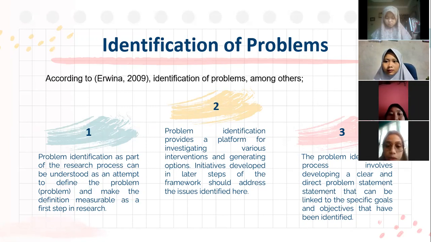The next is that the problem identification process involves developing a clear and direct problem statement. The statement can be linked to the specific goals and objectives that have been identified. The next slide, please.